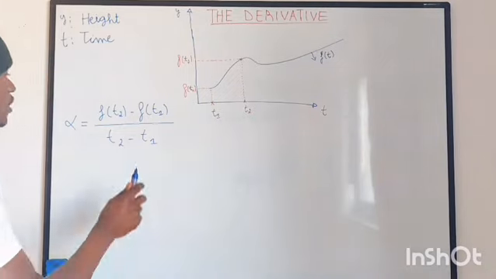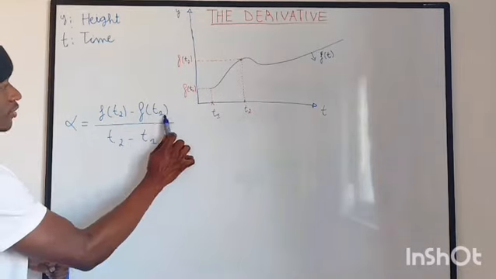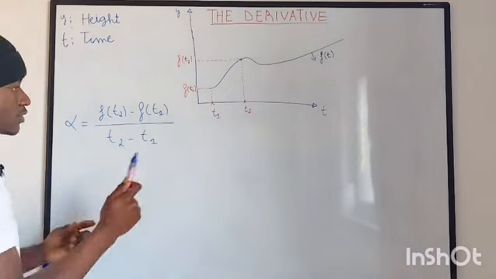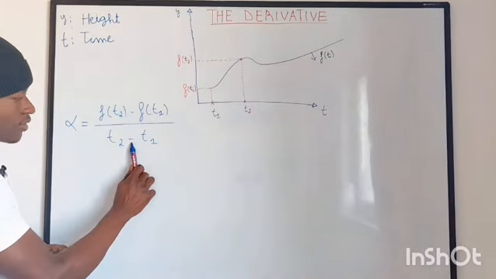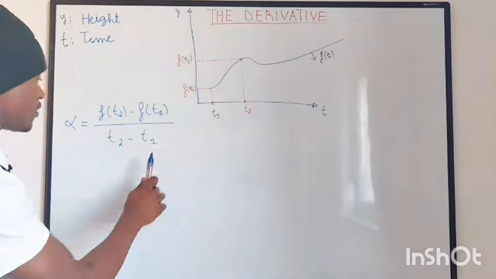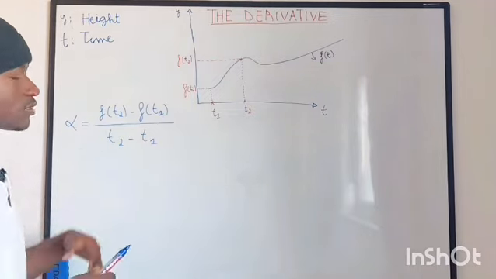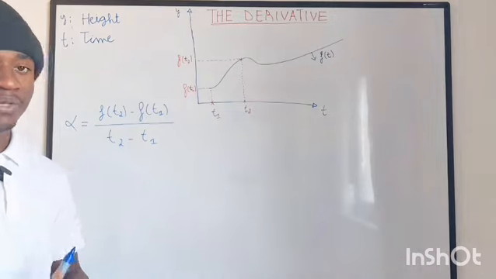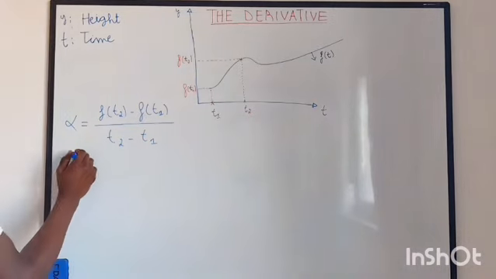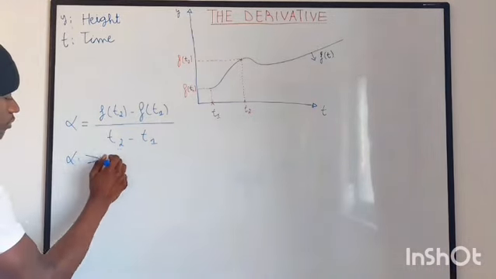In our case, we can just see f(t2) is bigger than f(t1). That means this difference is positive. And also t2 is bigger than t1. That also means the difference is positive. And the quotient of two positive numbers will be positive. That means this number alpha will be bigger than 0.